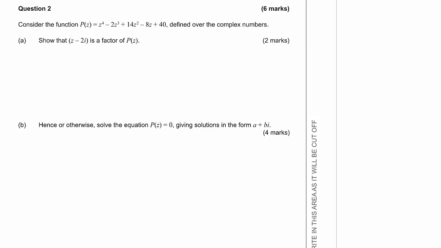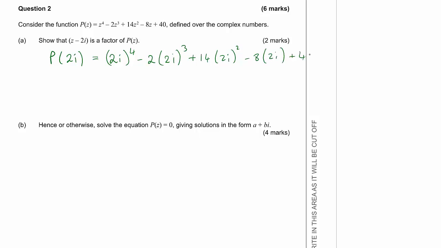Consider the function p of z given here, defined over the complex numbers. Show that z minus 2i is a factor. Well, if it is, we know that p of 2i would be equal to 0. So that's going to give me (2i) to the power 4, take away twice (2i) cubed, plus 14 (2i) squared, take away 8 lots of 2i, add 40.